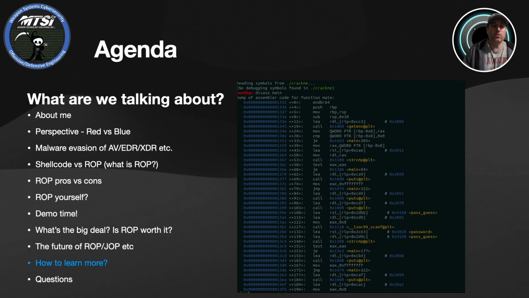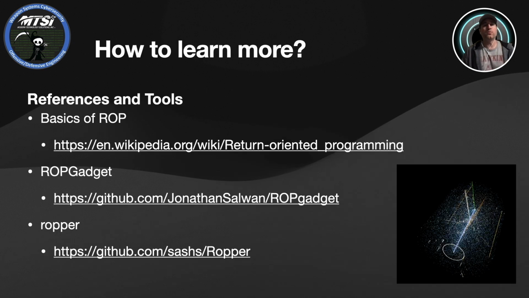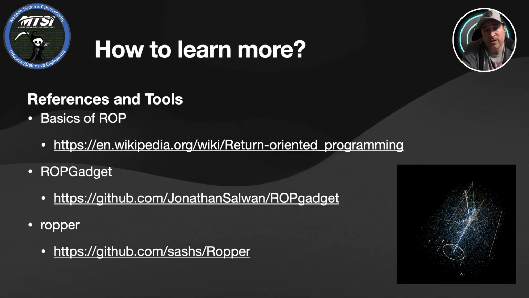So how do we learn more about this? If you're really interested, if you want to play around with this, first of all, it might seem a bit like a cop-out, but it's not, because I looked at the Wikipedia page for the basics of ROP, and it is very, very comprehensive and well put together. So if you want a good place to jump off to various pages and blog articles and so forth, start with the Wikipedia page for return-oriented programming.